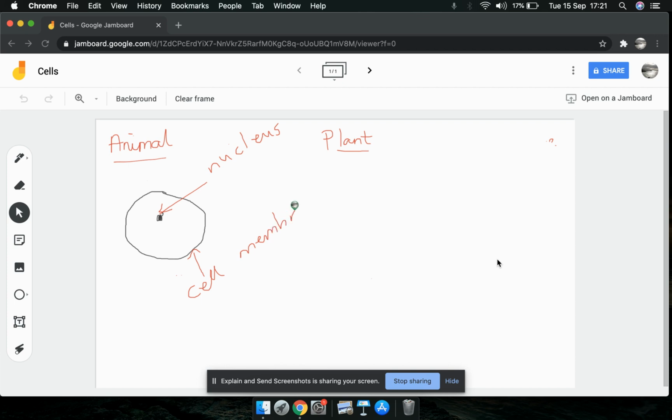And this outer layer basically provides protection. So what it does is it protects the cell from the cell contents coming out, and it also allows substances in. So, for example, we want to get oxygen into the cell, and we also want to get food into the cell. So, therefore, we have to have something to control what enters or leaves that cell.